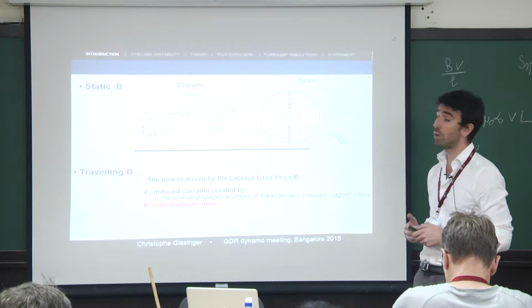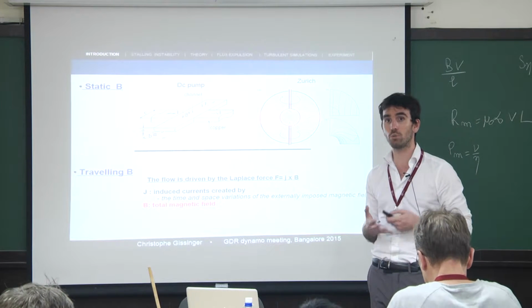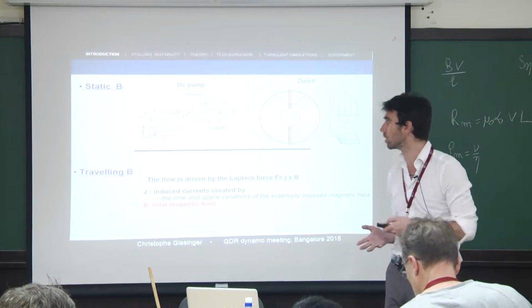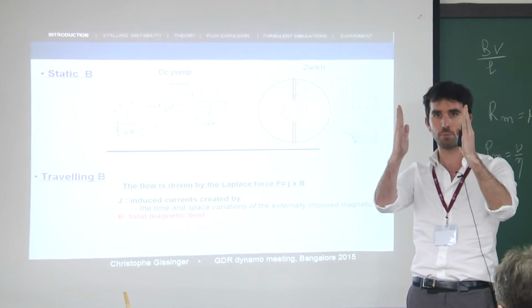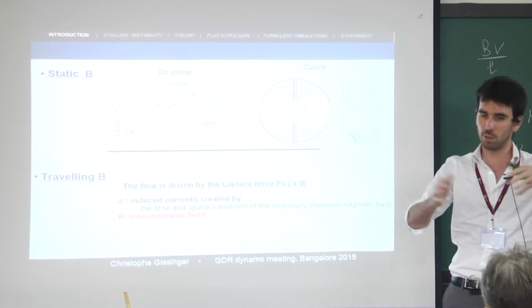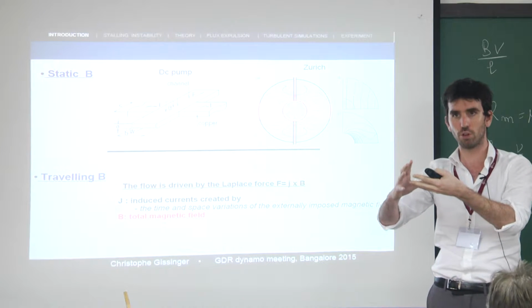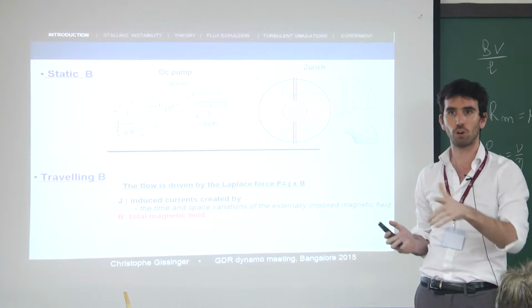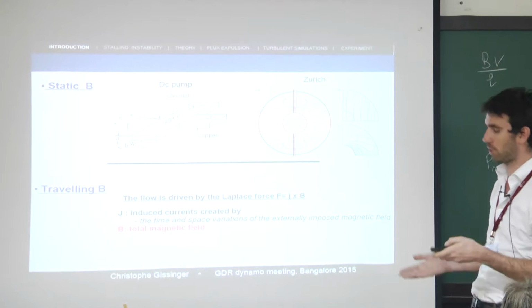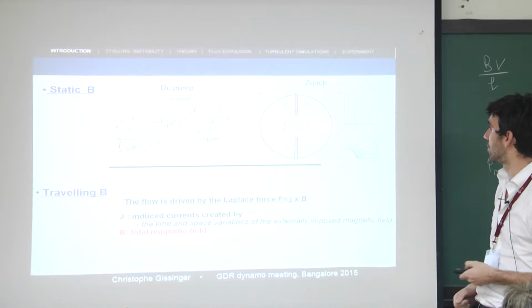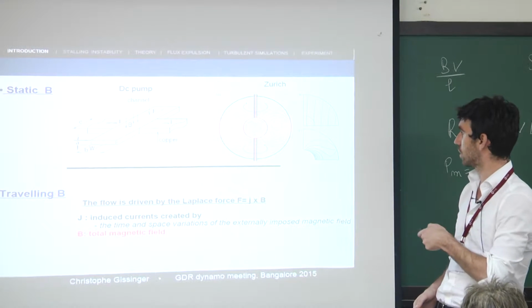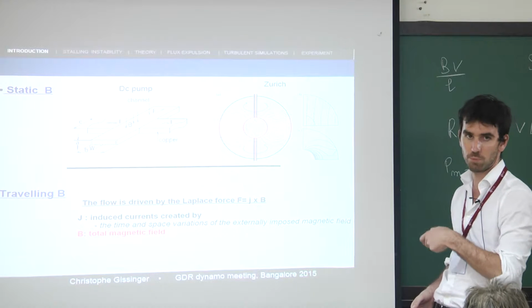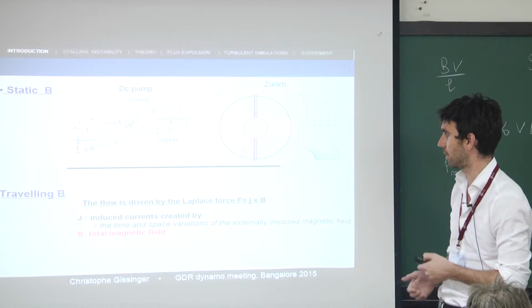When we talk in general about electromagnetic driving, people think about the classical case of a DC pump. You have a homogeneous static magnetic field, and you also impose with some electrodes an electrical current, and so you have your Lorentz force J cross B which drives a flow. This is, for instance, what's happening in the Zurich experiment, where they use currents to drive an azimuthal velocity field.